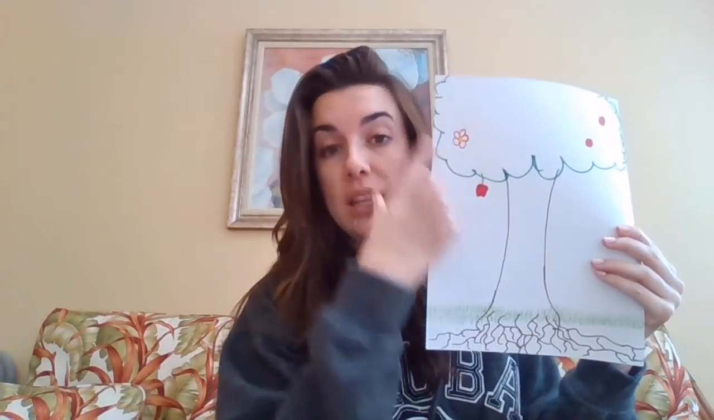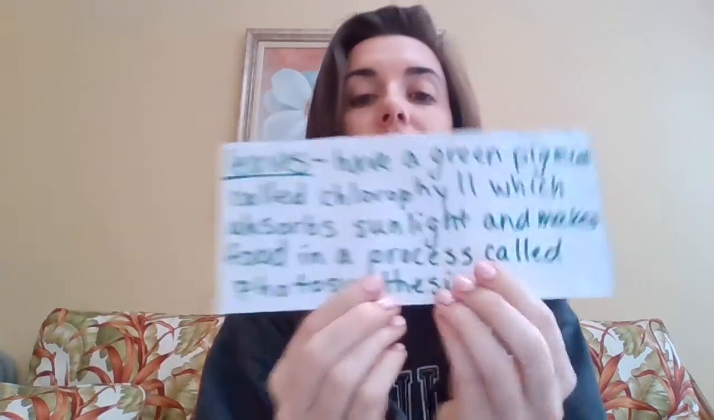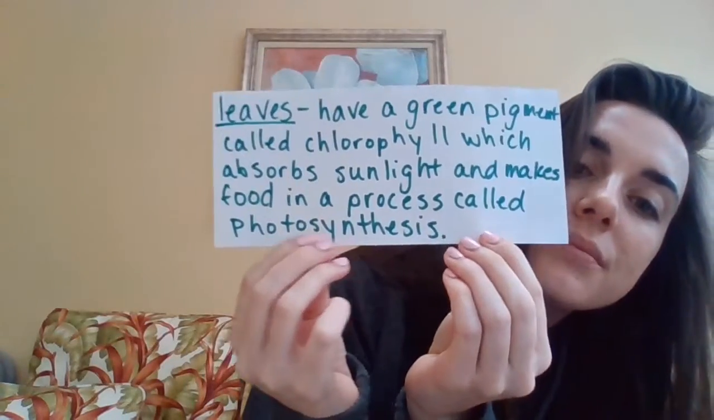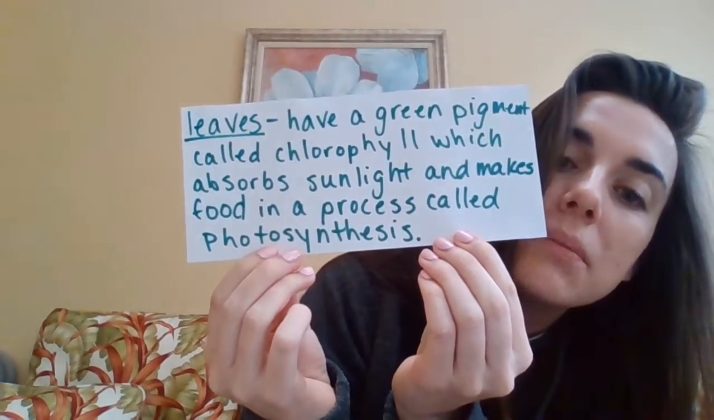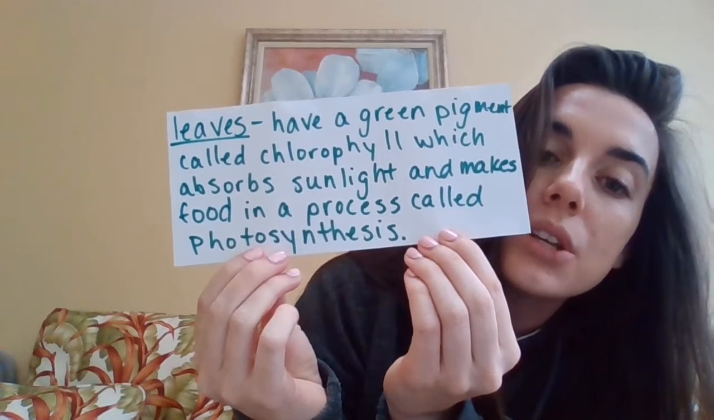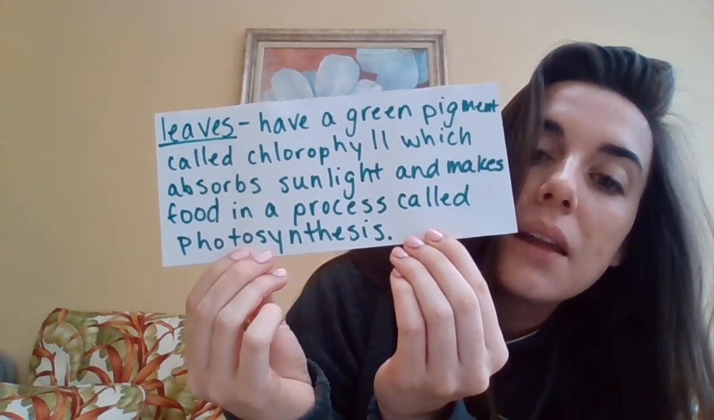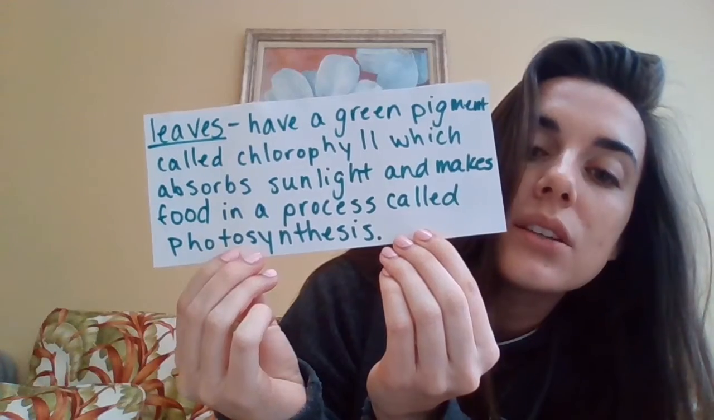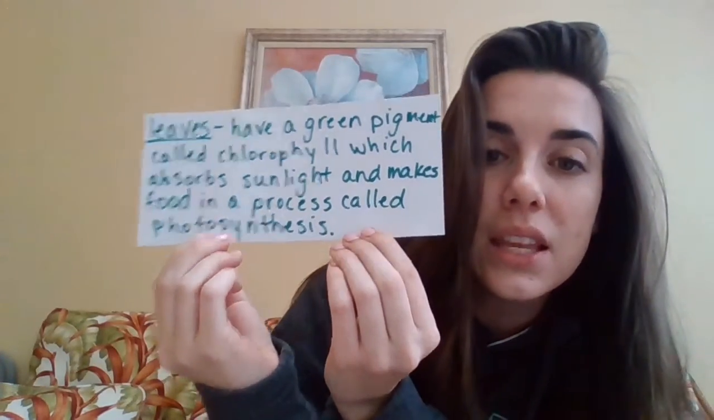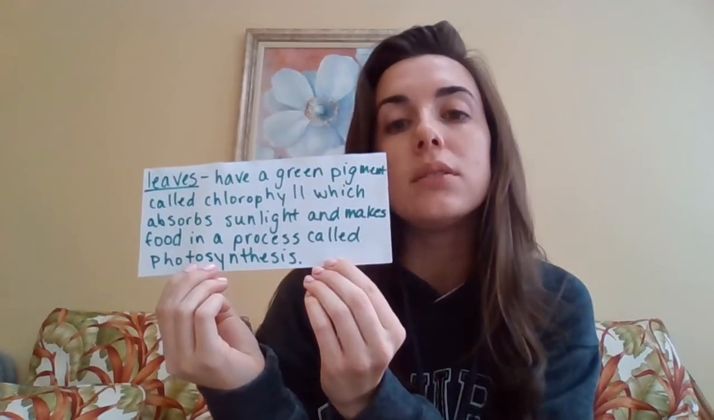But the leaves have a green pigment, which is called chlorophyll, and they absorb sunlight and make food for the plant in a process called photosynthesis. And here's the definition. Leaves have a green pigment called chlorophyll, which absorb sunlight and make food in a process called photosynthesis.